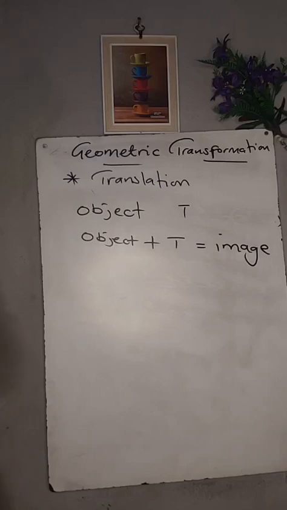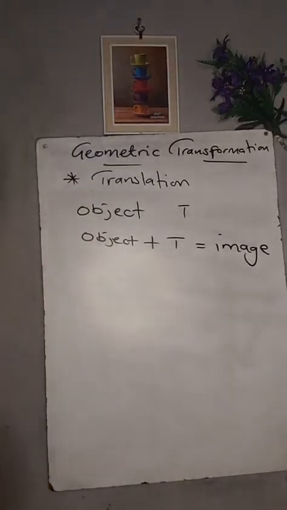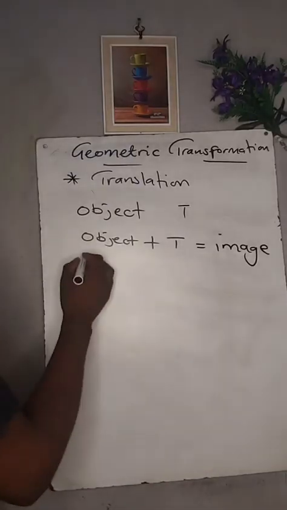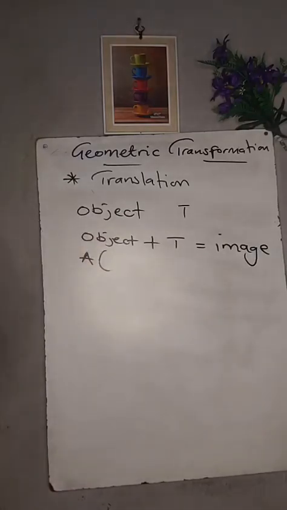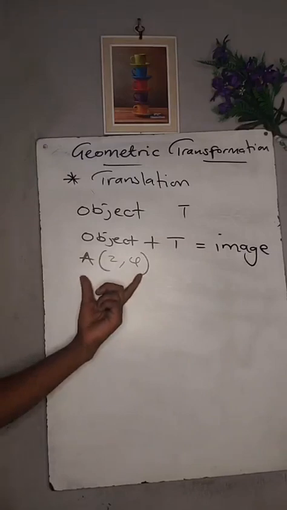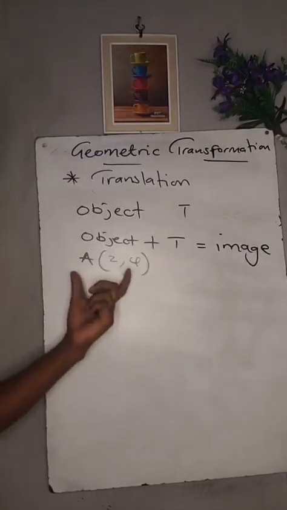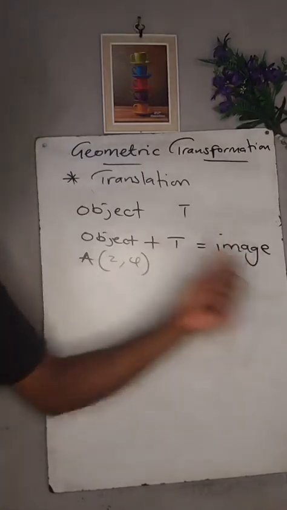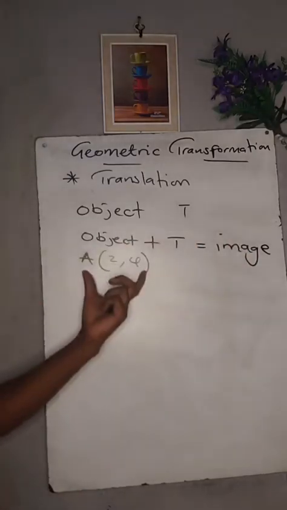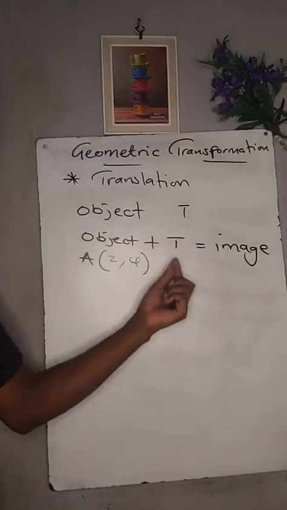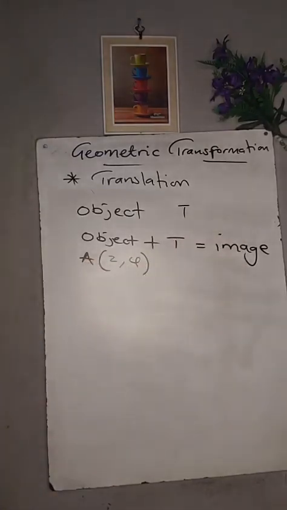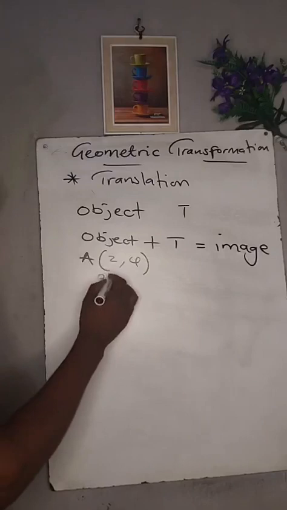Let's start with a point. Let's create point A. This point A has these coordinates 2, 4. All right. So this point, I'm going to use the translation to move this point to a new position. I use this point plus the given translation, then I'll be able to know the new position of that point. So I'll call this point my object.